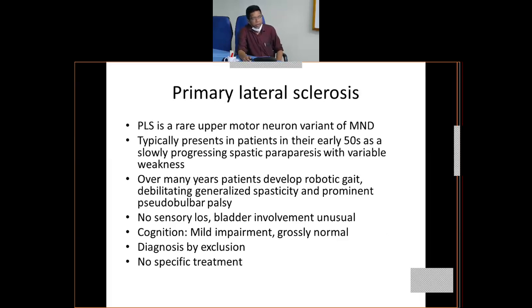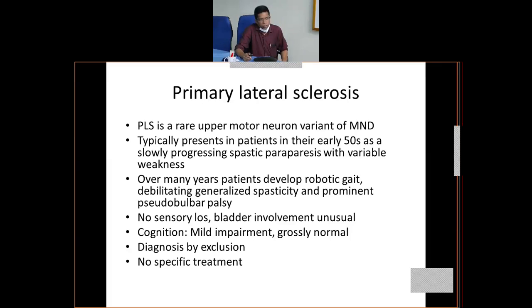Now coming to some rare causes like primary lateral sclerosis. It's a rare upper motor neuron variant of motor neuron disease. As you know, in motor neuron disease there is involvement of both upper motor as well as lower motor neurons, and that is known as amyotrophic lateral sclerosis. If there is involvement of only the upper motor neurons, this is called primary lateral sclerosis. And if it is only lower motor neuron lesions, it is known as spinal muscular atrophy or SMA.